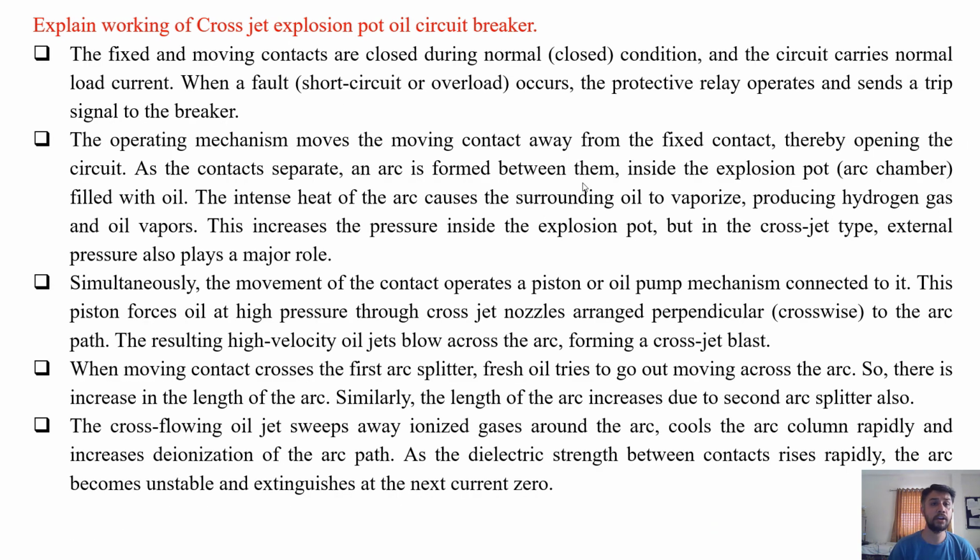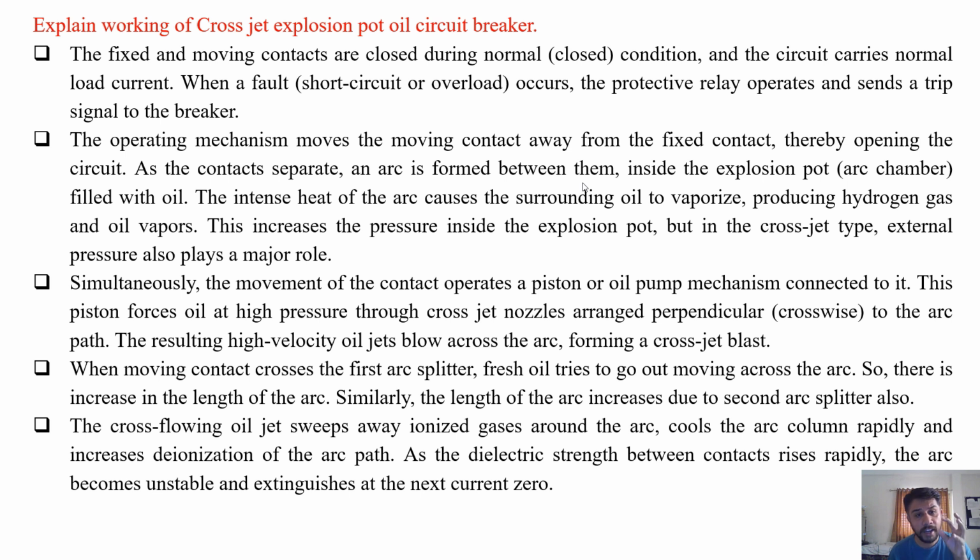Explain working of cross-jet explosion pot oil circuit breaker. So the fixed and moving contacts are closed during the normal, that is closed, condition, and the circuit carries the normal rated load current at that time. Now when a fault, that is short circuit or overload, occurs, the protective relay operates and sends the trip signal to the breaker due to the rise in the value of the current. The operating mechanism moves the moving contact away from the fixed contact, thereby opening the circuit.